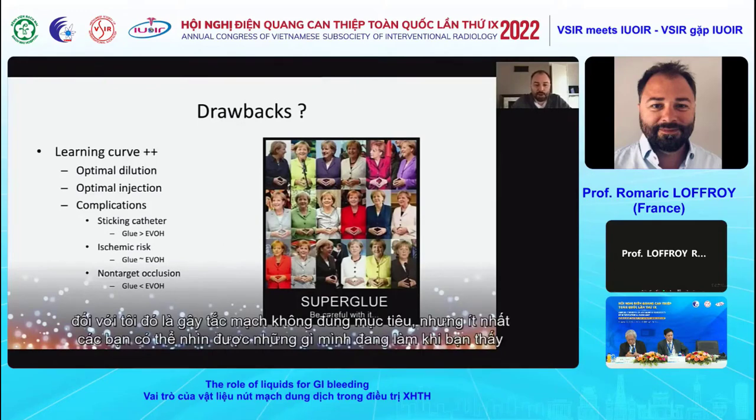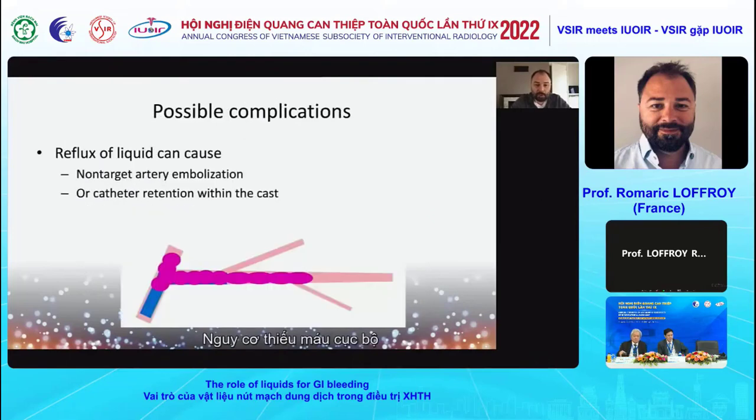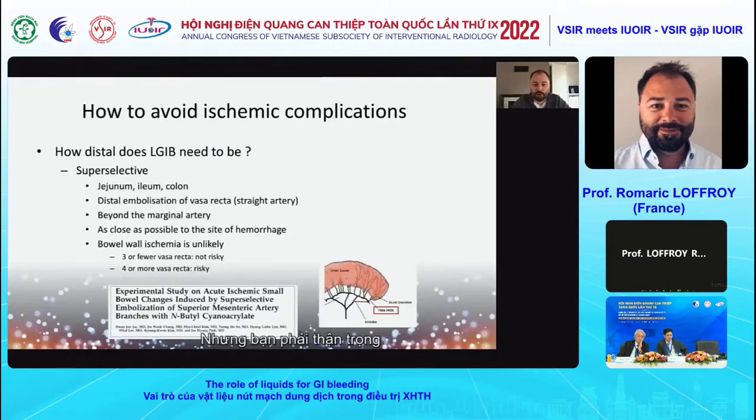The main risk to me is non-target occlusion, but at least you see what you are doing as compared to particles. You don't see the particles, you see the glue and you see the copolymers. So this is better in terms of radiopacity. And the ischemic risk, of course, you have to pay attention, but most people think that the risk of ischemic complications is higher with cyanoacrylates and liquids, which is completely wrong. Of course, if you get reflux of liquid, it can cause non-target artery embolization, or if you use too diluted glue in a high flow vessel, you can cause extensive embolization, but you have to be cautious.